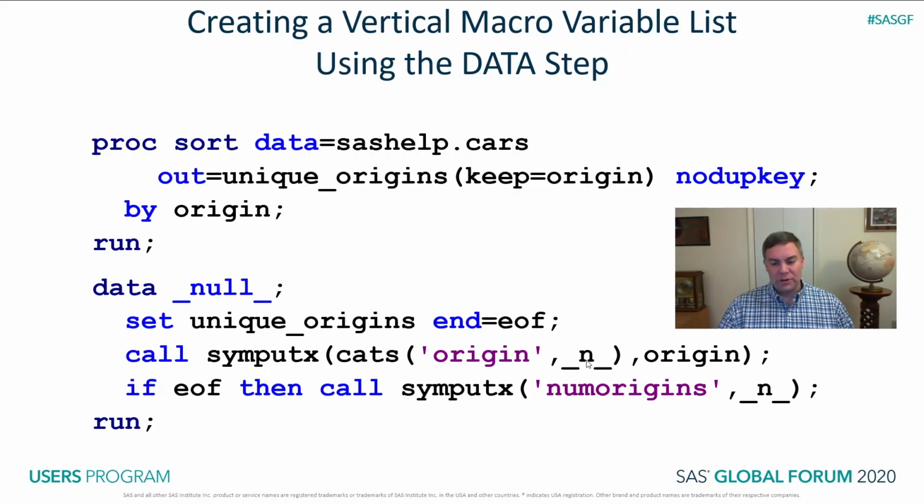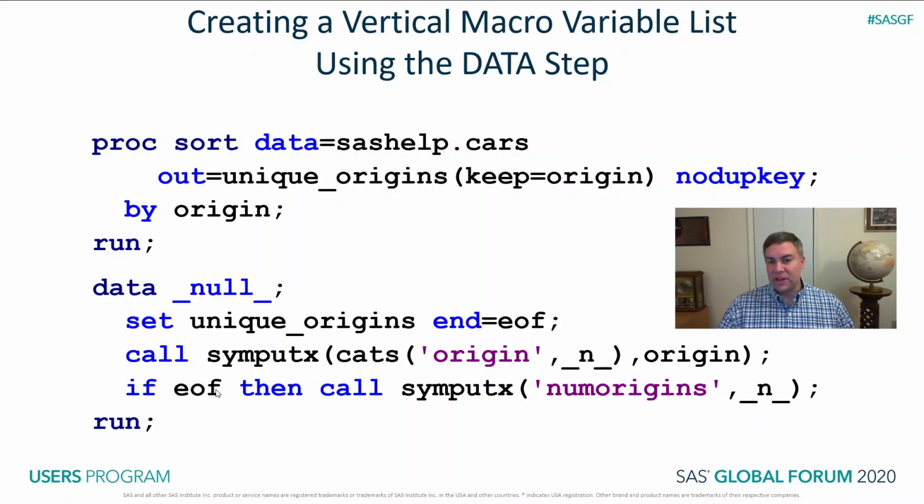record. So _n_ will be 1 the first time through the loop. So what cat_s will return is simply the string origin1. So we'll create a macro variable called origin1. That's what we're building here, the name of the macro variable. Then the second argument to call SYMPUTX is the value that we want to put into that macro variable. In this case, it's the value of the data step variable origin, which the first time through contains Asia. So origin1 will get Asia.